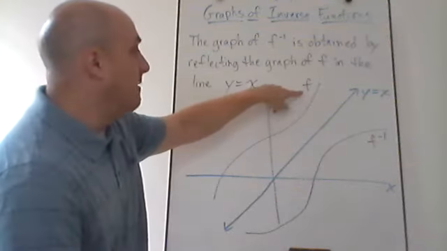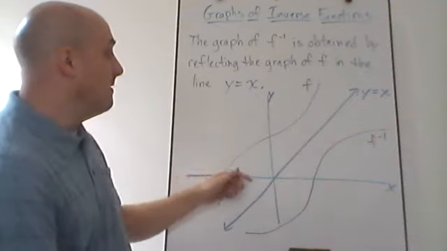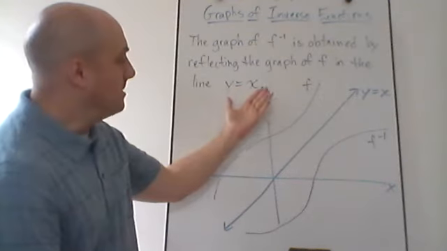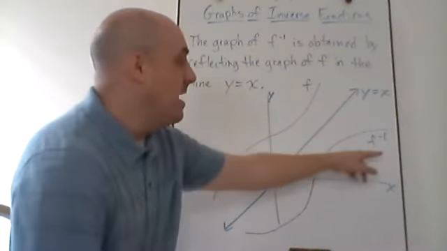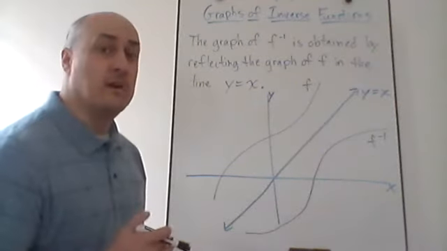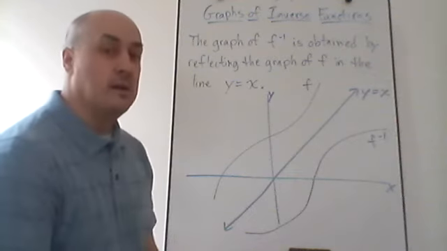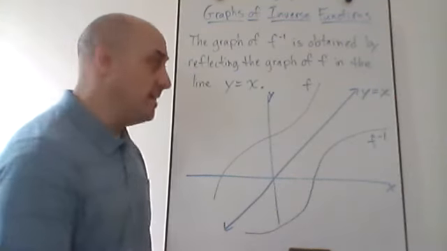So if I have the graph of a function f up here, and I want to get the graph of f inverse, I just take the graph of f and flip it over that diagonal line, and that gives me the graph of f inverse. So the graphs of inverse functions always have that relationship. They're always reflections across that diagonal line. Now, why are they reflections across that diagonal line?